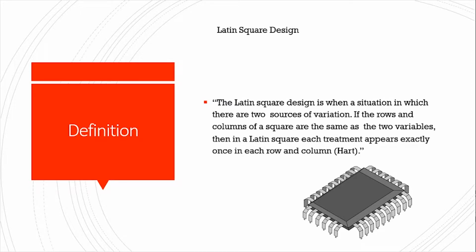Hello, today I am going to be talking about Latin square design. For those who don't know about Latin square design, well, Latin square design is a situation in which there are two sources of variation. If the rows and columns of a square are the same as the two variables, then each treatment appears exactly once in each row and column.